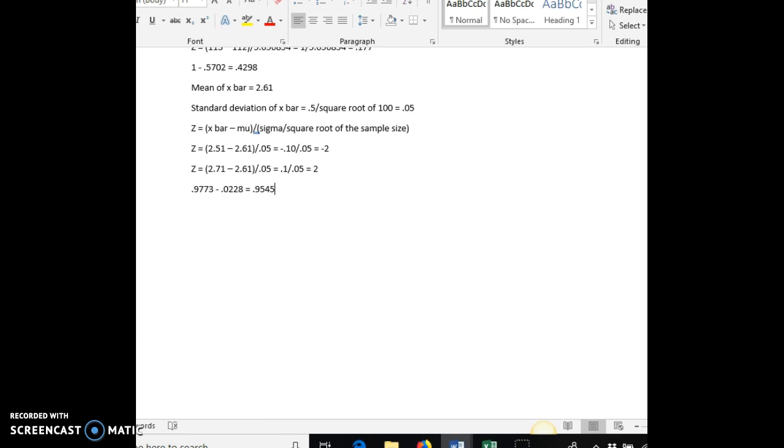So remember, with these problems, the first thing you always want to get is the mean of x bar and the standard deviation of x bar, and then we can plug it into our formula.